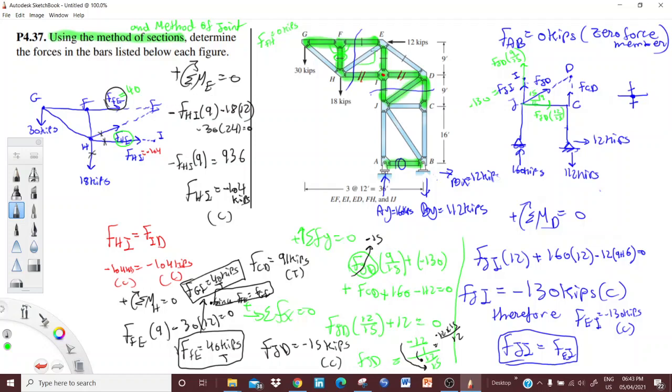HE is 12 and 9, so square root of 12 squared plus 9 squared, which is 15. So it will be equal to force FHE times 12 over 15, and you have here the upward one, which is FHE times 9 over 15. So let's do this one.